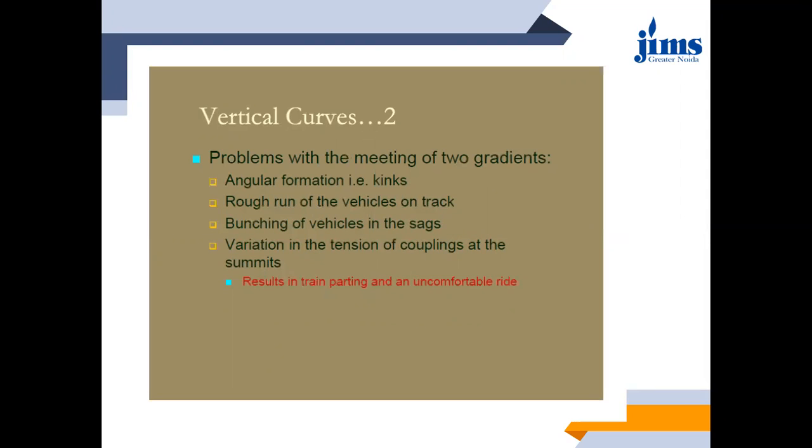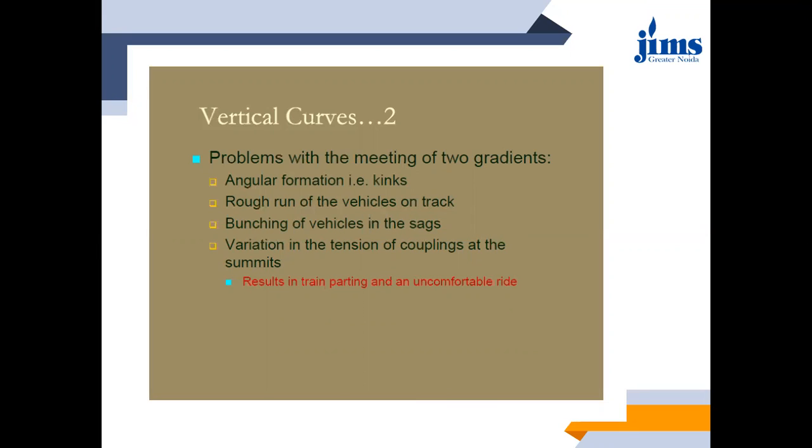So unlike the highway engineering, in railways, while providing the vertical curves, there are certain problems which we face while the two gradients meet. So what are these problems? The first one is formation of an angle, angular formation, that means kinks are formed in the railway track, that we have to remove. Then there is a comparatively rough run of the vehicles on the track. Whenever the gradient is changing, obviously you have studied the motions which wagons undergo, that is the pitching effect, the rolling effect, the resonance. All these are the effects of motion which are experienced by the wagon.